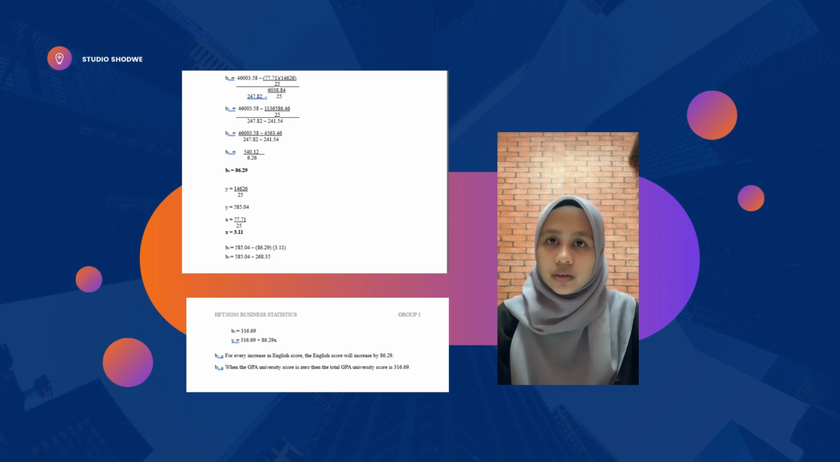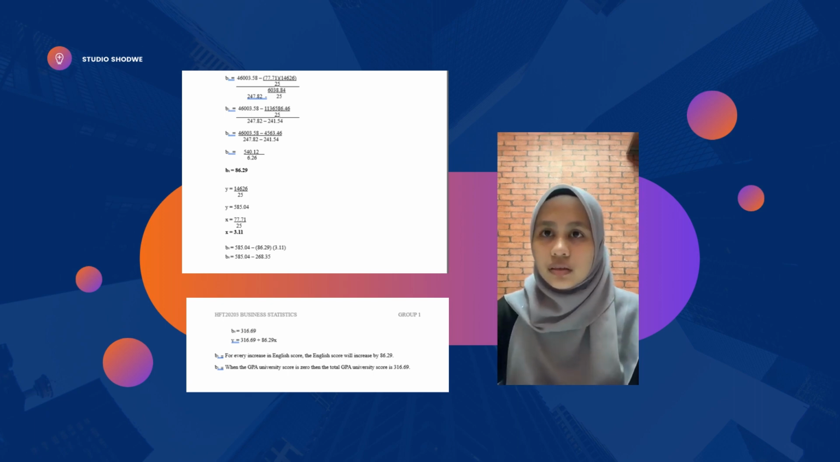Today I will present regression analysis for predicting university GPA from Math SAT scores. The regression line for predicting university GPA from Math SAT score is given by the equation y equals 316.69 plus 86.29x. Here y represents the university GPA and x represents the Math SAT score. The coefficient B1 is calculated to be 86.29, indicating that for every increase of 1 unit in the Math SAT score, the university GPA is expected to increase by 86.29.